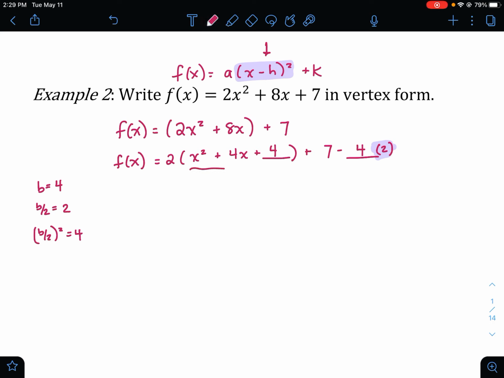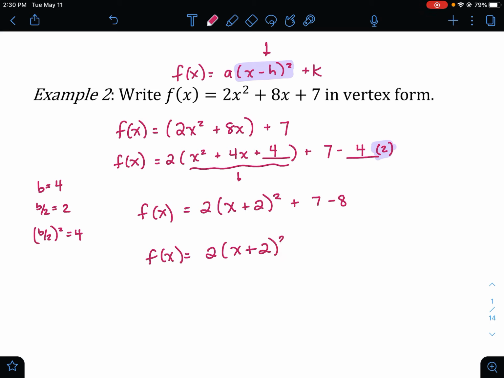So now, right inside of here, I have my perfect square trinomial, which is your x and your b divided by 2 value, which is a positive 2, so that is x plus 2 squared, plus 7 minus 8, so I get 2 times the quantity x plus 2 squared minus 1. And just like that, we have it in, sorry, not standard form. We went from standard form to vertex form.